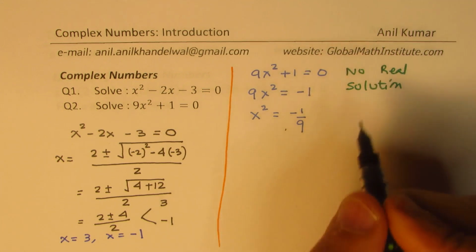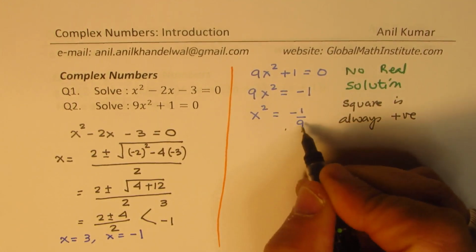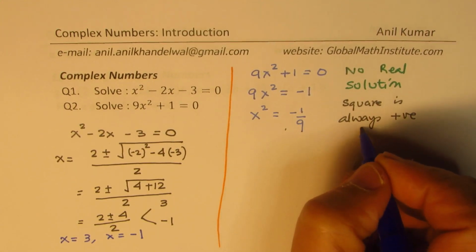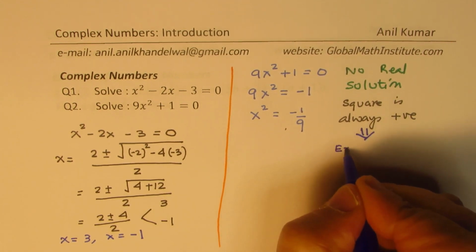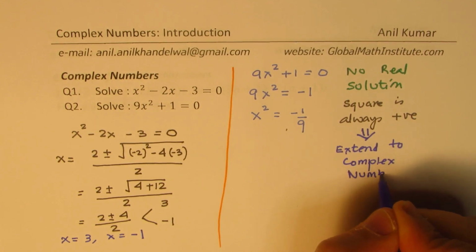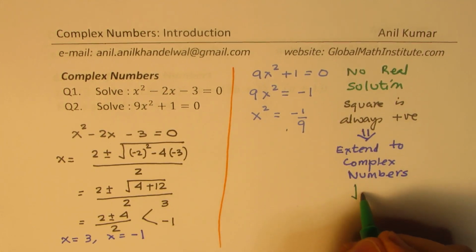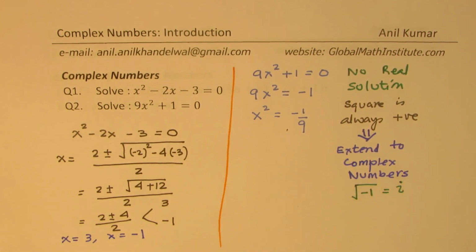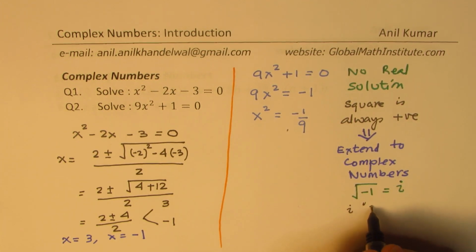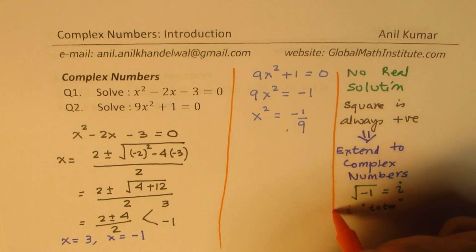Why? Since a square is always a non-negative number, right? We can only get a solution if we extend to complex numbers. Basically it meant that we have to take care of the square root of a negative number. So we said the square root of negative 1 is equal to this number iota. This i is also referred to as iota, a Greek alphabet letter. So that was the introduction of complex numbers, to take care of the square root of a negative number. Does it make sense to you?